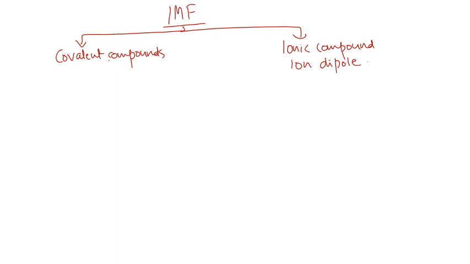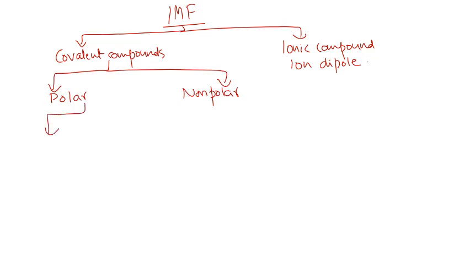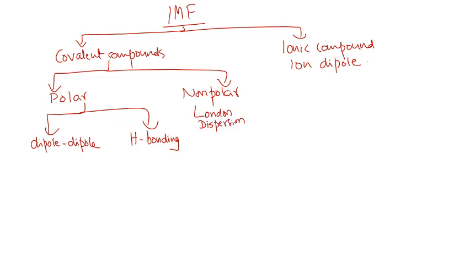So under covalent compounds, we can actually classify that one into two again. That is polar compounds and non-polar compounds. Okay, so again for polar compounds, I can talk about two. So that means dipole-dipole. It's a special case of dipole-dipole which is called hydrogen bonding. Okay, and in non-polar, we call that one London dispersion forces, or simply dispersion force, or just LDF.